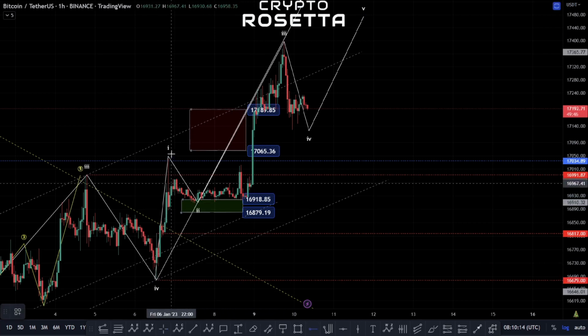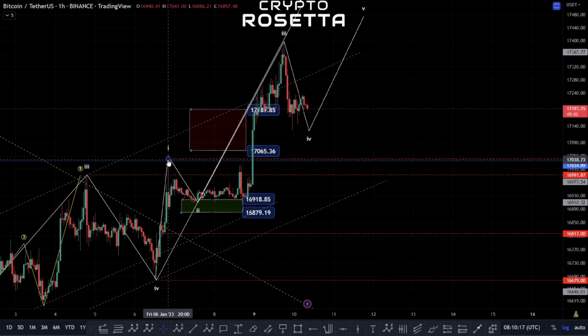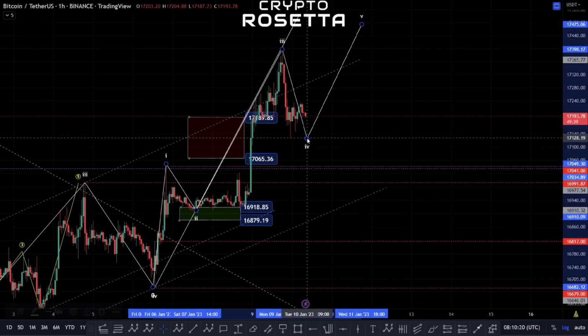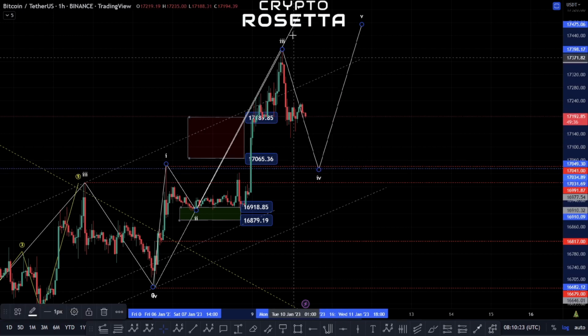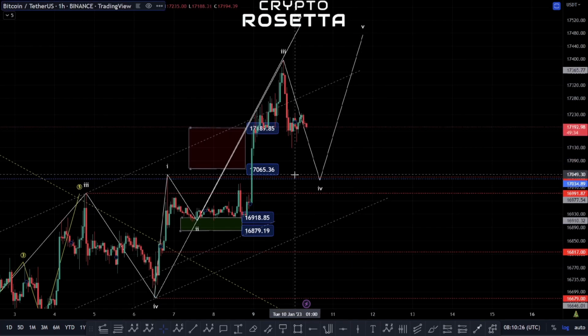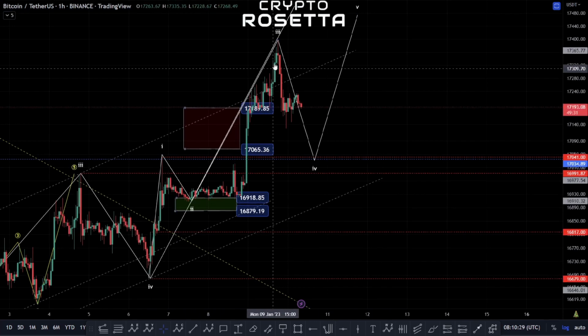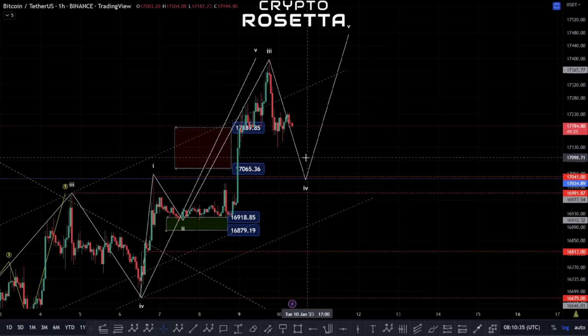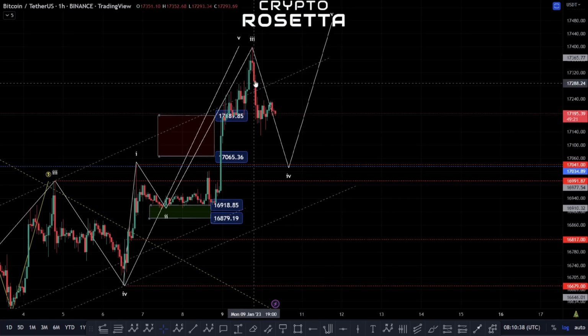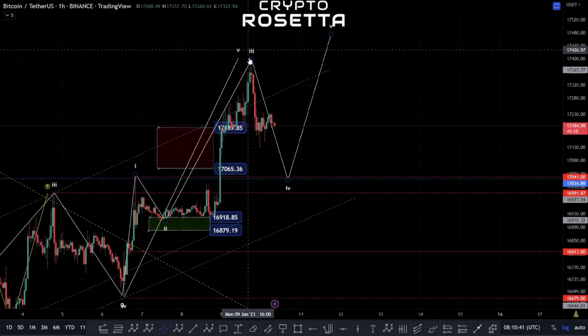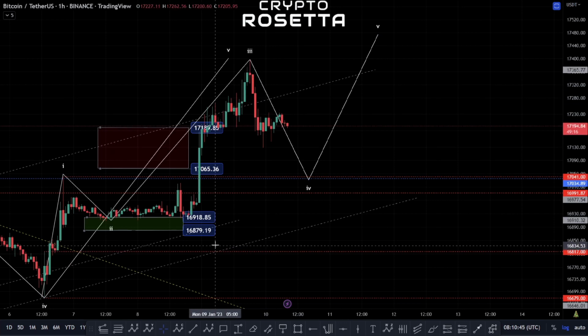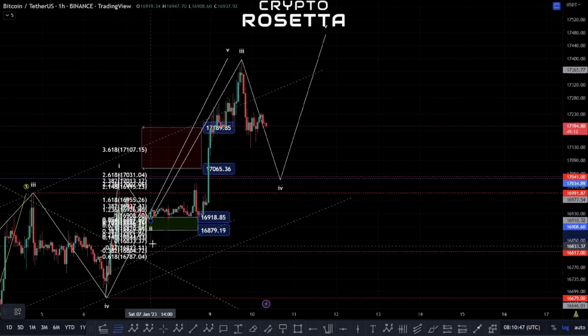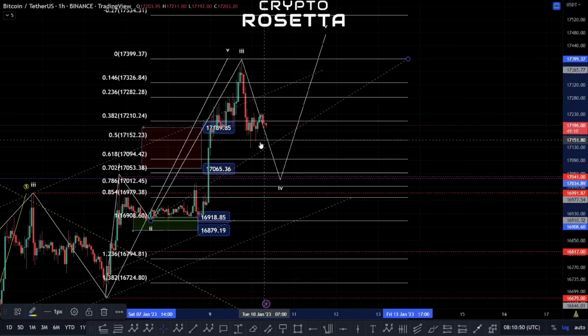So we can't cross down past this 17,041. If we move past the 17,041 zone, effectively this would invalidate this count, and we would have to either look at the potential that we have completed within here as a 5th, and then we could be looking to break to the downside. However, should we stay above this zone here, it is possible that we could have this, because this does look like a 5-wave move here. And if I throw this fib retracement on from this zone, you can see we've actually come down to where we would want it as a maximum with this as a 4th wave.